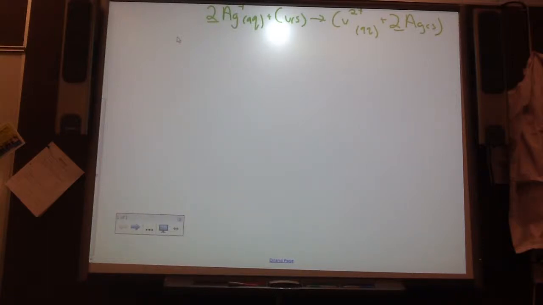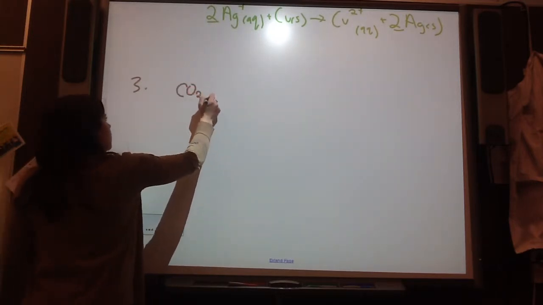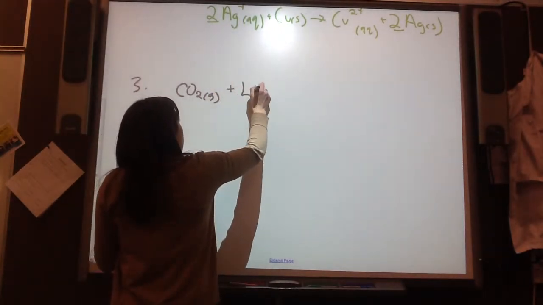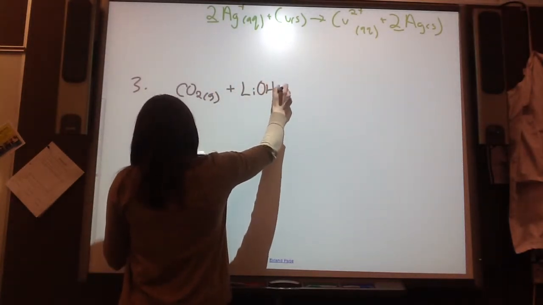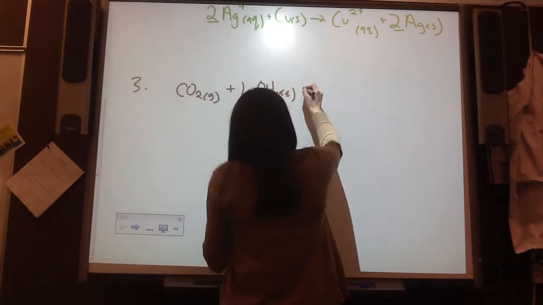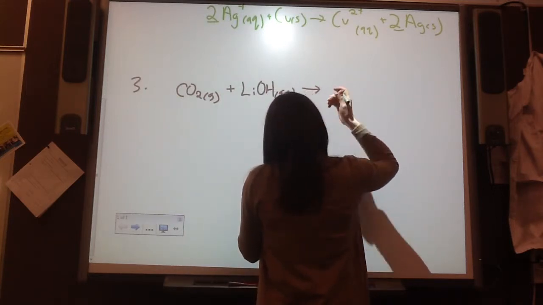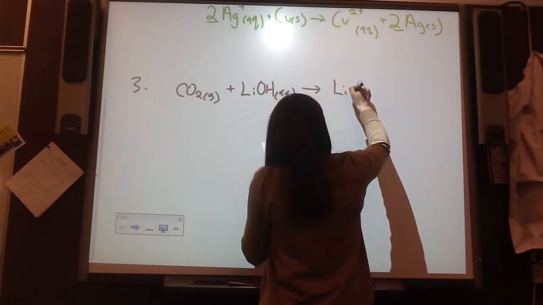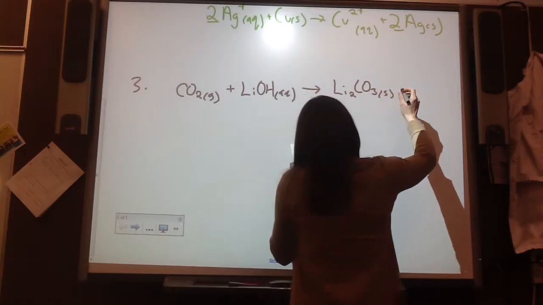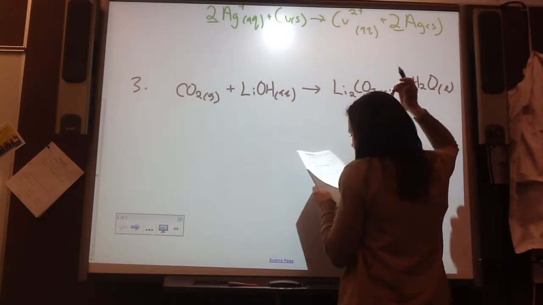Okay, so let's do number 3. We start with carbon dioxide gas, so CO2 gas, is bubbled into lithium hydroxide, so LiOH, and it's a solution, so that's aqueous. It makes water and lithium carbonate. So I have my lithium carbonate, Li2CO3 solid, and my H2O liquid.